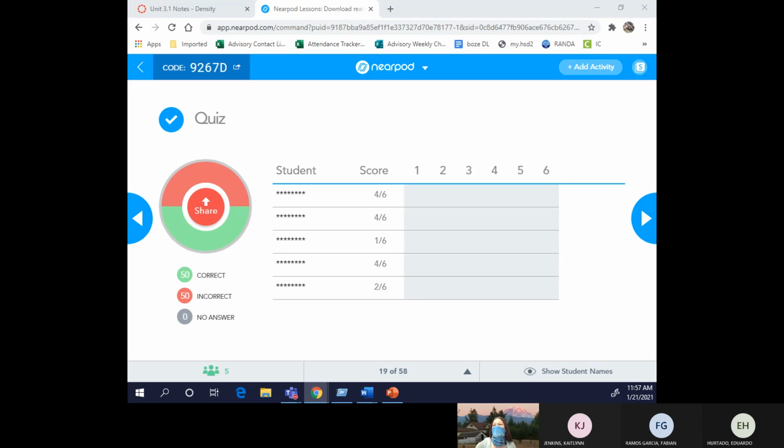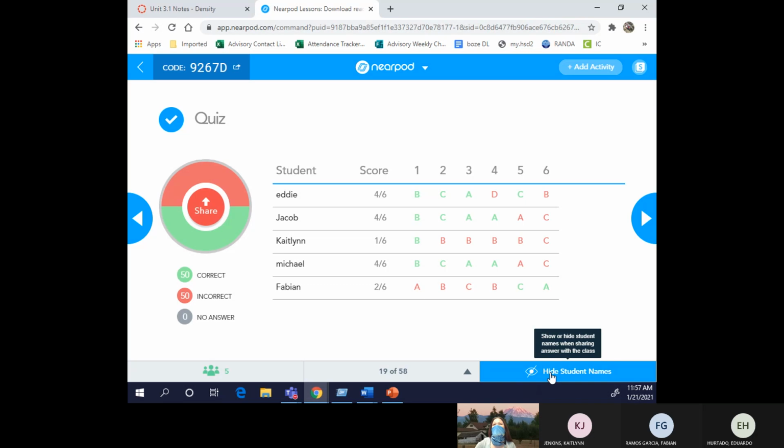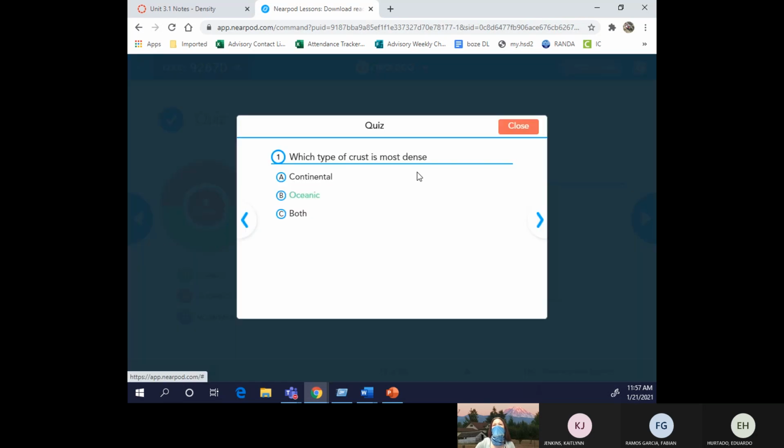All right, I'm going to reveal your name so you can see what you got. All right, and we are going to go over them. So first one, which type of crust is the most dense? That is oceanic, is the most dense out of these two.